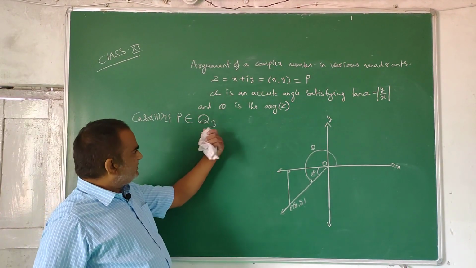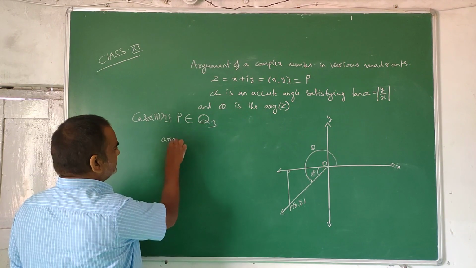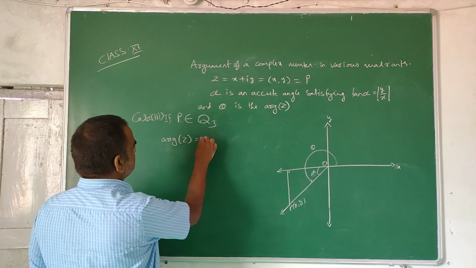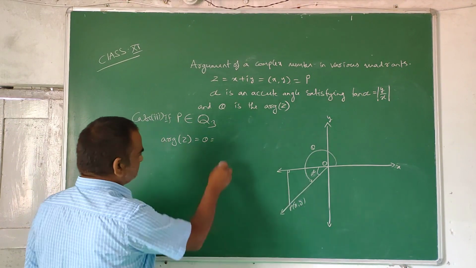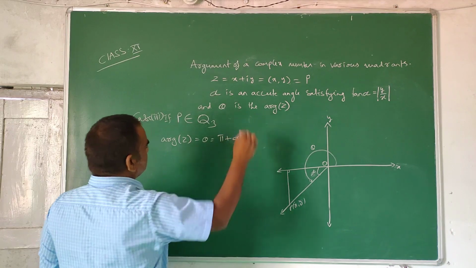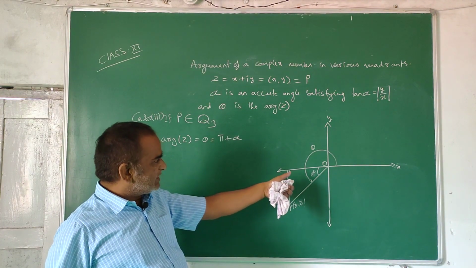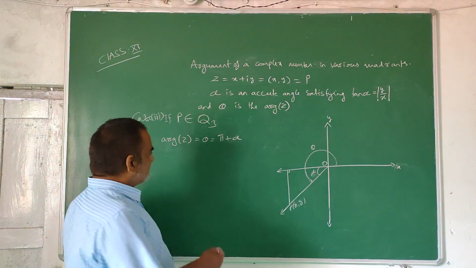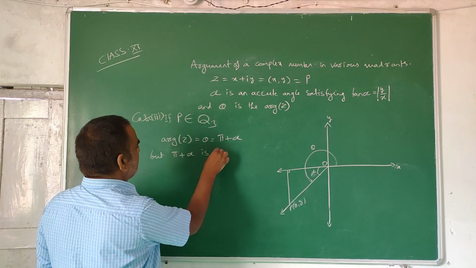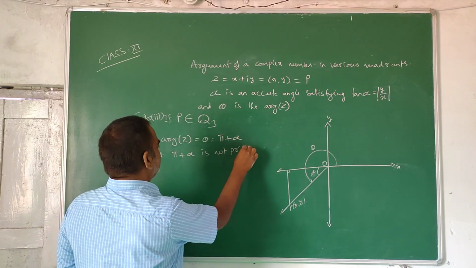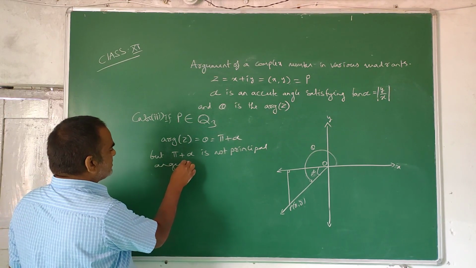Now, if the point P belongs to Q3, theta is the argument of Z, which is clearly equal to pi plus alpha. In the diagram you are seeing, it is clearly pi plus alpha. But pi plus alpha is not a principal argument. It is an argument only, but it is not the principal argument because it is crossing pi.